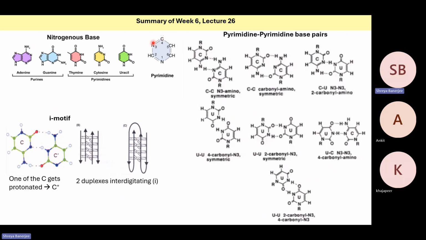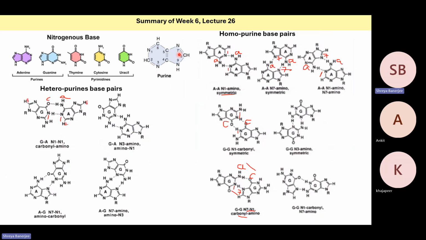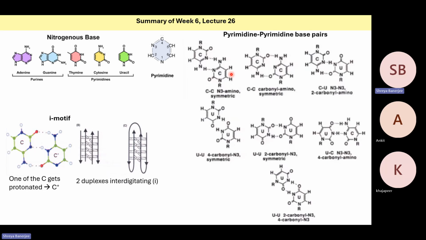What you can do is just remember the numbering, because if you remember the numbering, you will automatically be able to name. So if a structure is given and you are asked what should be the name of this structure, if you just remember the numbering of both the pyrimidine and the purine, you will be able to derive this name. So you don't have to remember each of the base pairs separately. Just remember the numbering. Now there is another kind of base pairing possible, which is called the i-motif.